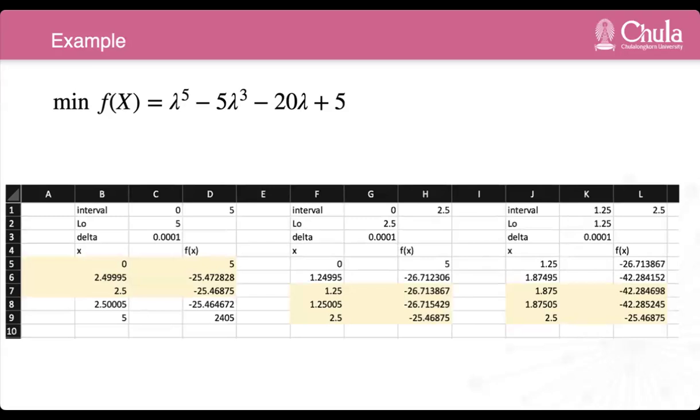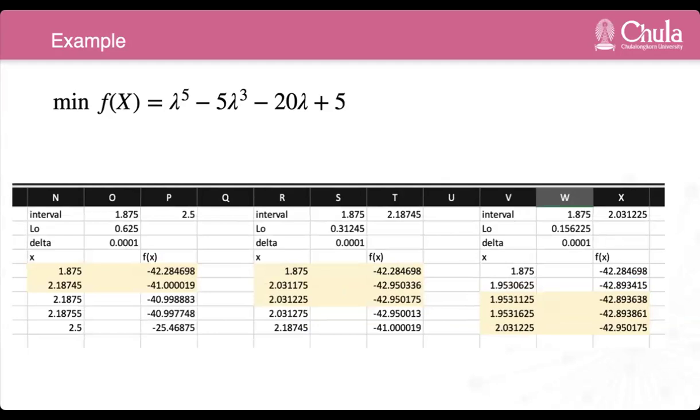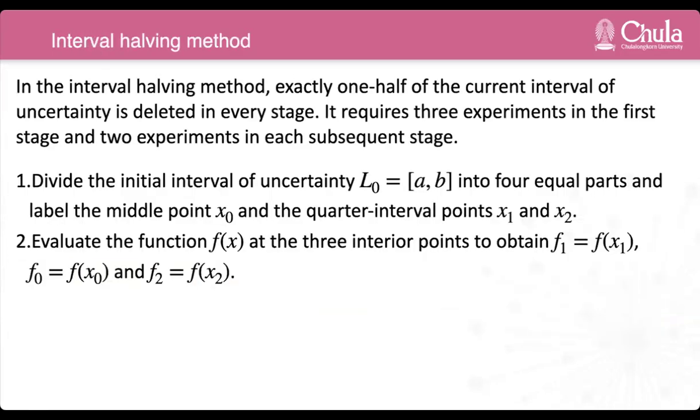Okay, and this is an example. Because our interval is from 0 to 5, L0 is 5, and we have to specify delta. So we evaluate at half of L0 minus half of delta, and half of L0 plus half of delta here. Then you repeat it again and again.